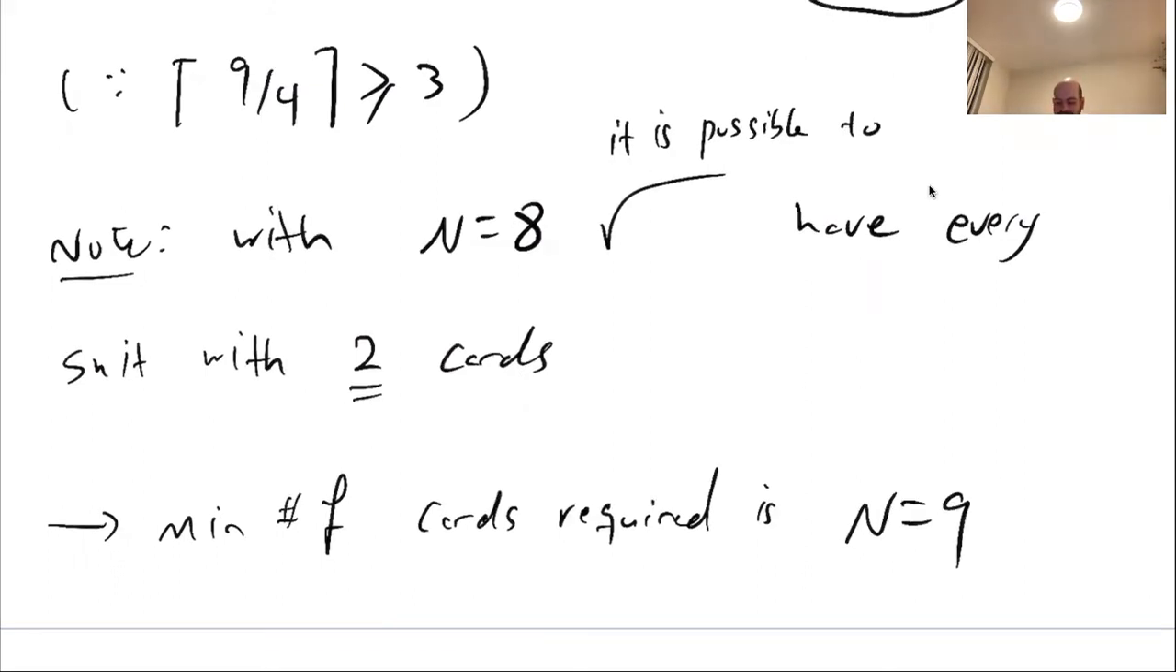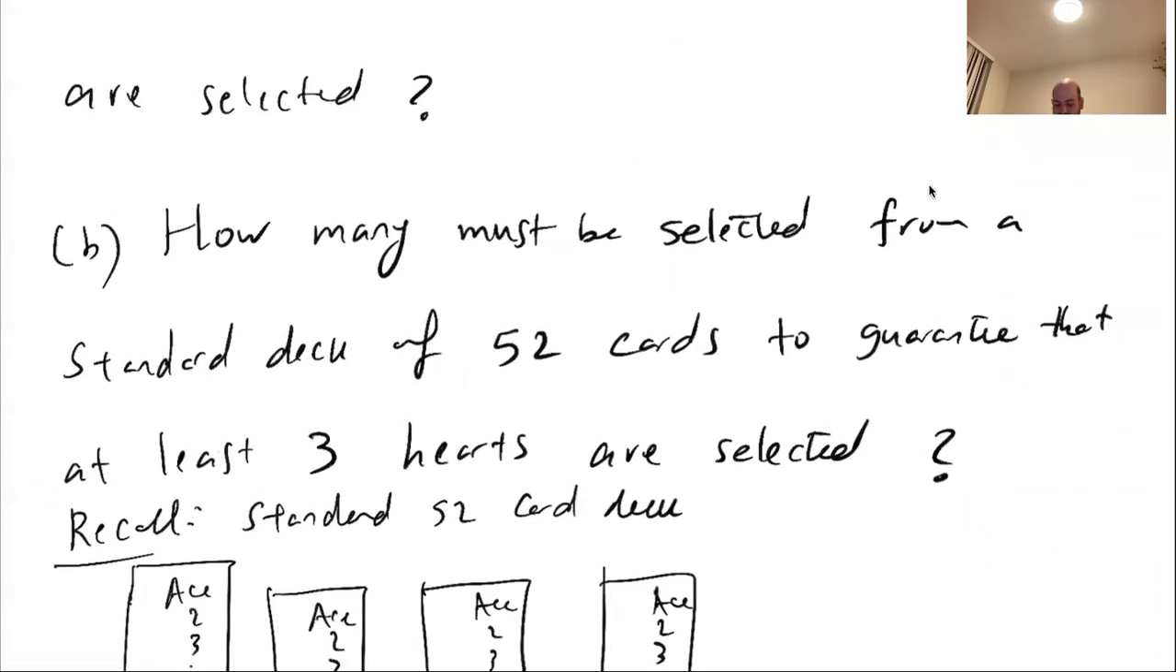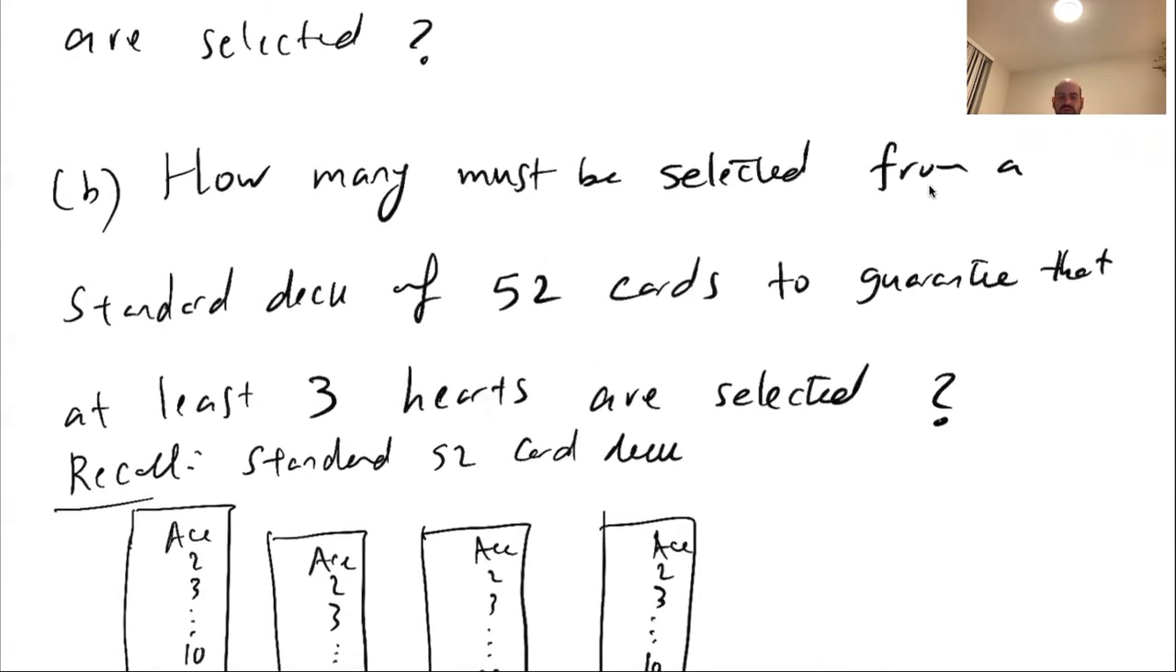Okay, what is the difference of part B now with part A? Part B is asking about having at least 3 cards being hearts. Part A was saying that at least 3 cards having the same suit. So the same suit could be anything. We could have all 3 of them being hearts, or all 3 of them being clubs, and so on. Any of those cases would be acceptable. But in part B, we're requiring 3 hearts, 3 cards being all hearts.